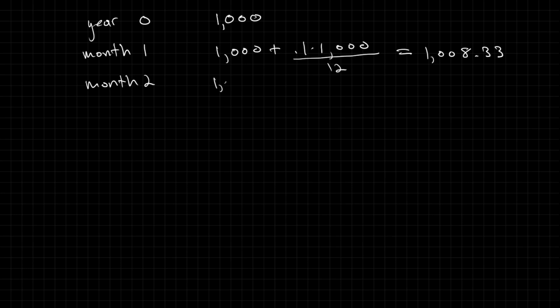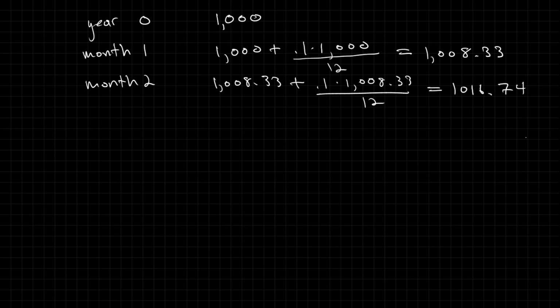They're going to give you $1,008.33, the old money that you have, plus 0.1 times $1,008.33, and again divided by 12. And you'll have some new amount of money here. This turns out to be $1016.74, rounding to the nearest cent.